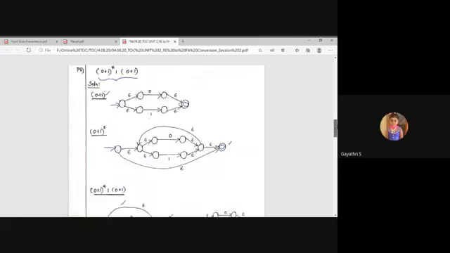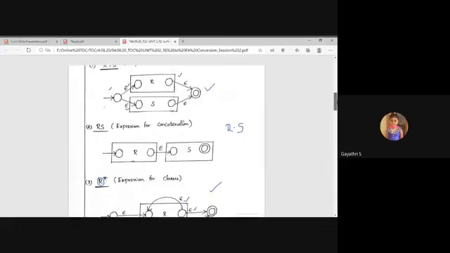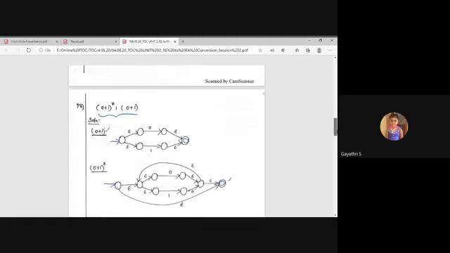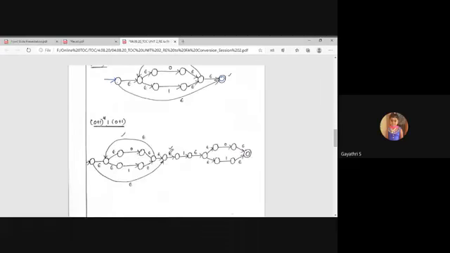Coming to the expression for concatenation, R, then epsilon, then S. Here R means 0 plus 1 closure. Again epsilon with 1, so this part is almost over. Again concatenation with 0 plus 1. This is the R part, this is the S part. One more epsilon here.